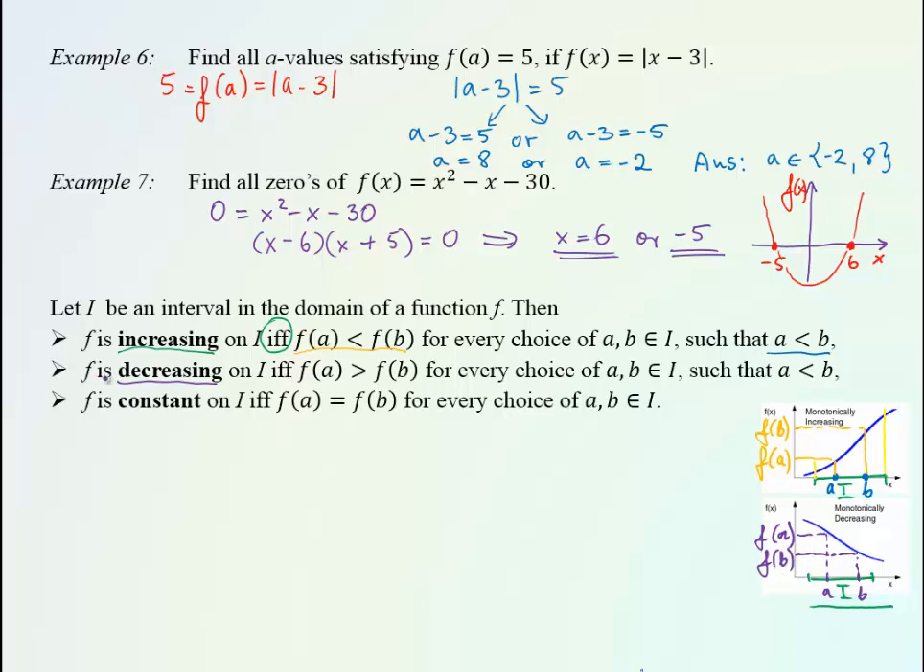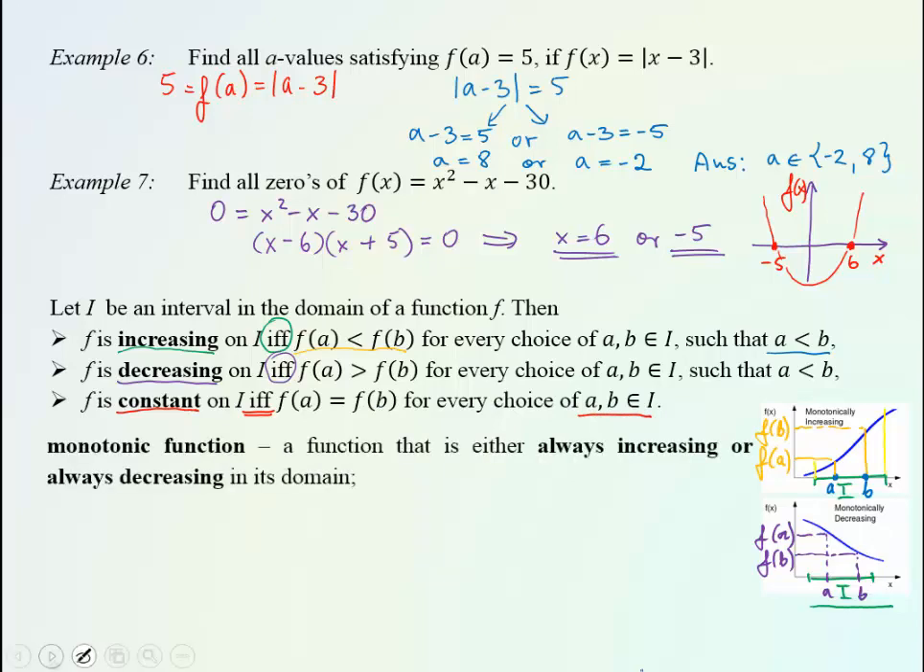So here it is. f is decreasing on interval I if and only if f of a is larger than f of b for every choice of a and b from the interval in increasing order. Finally, f is constant on a certain interval I if and only if the values of f at a and b are exactly equal for any choice of a and b from the interval. Now, a function that is always increasing or always decreasing in its domain is called a monotonic function.